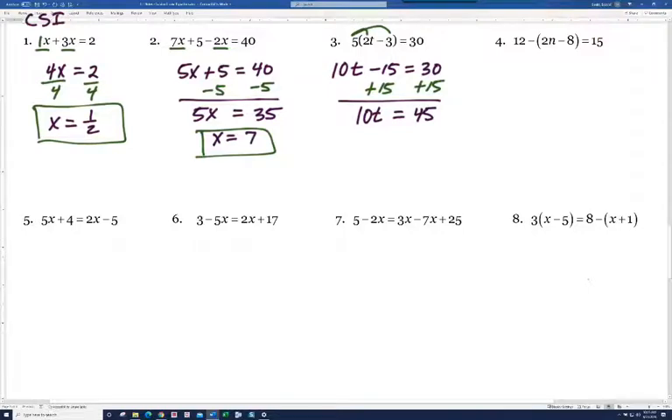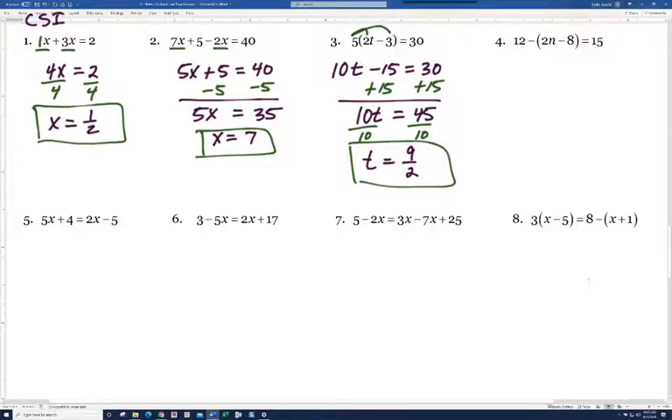Let's see, 45 and 10 are both divisible by 5. So divide by 5, you're going to get 9 over 2. Now, again, you could write this as 4.5, but I would encourage you to write it using a simplified fraction. You should be comfortable working with fractions.